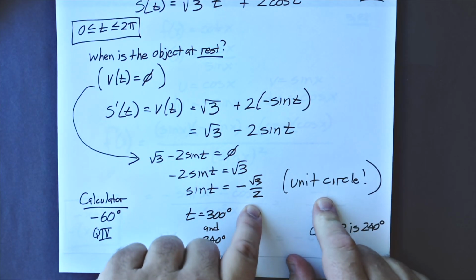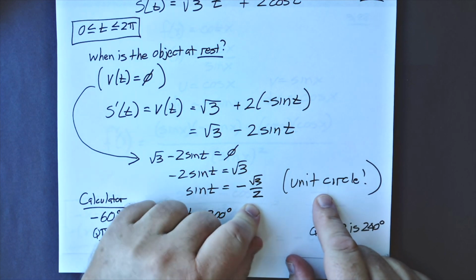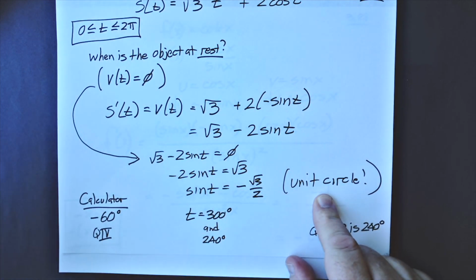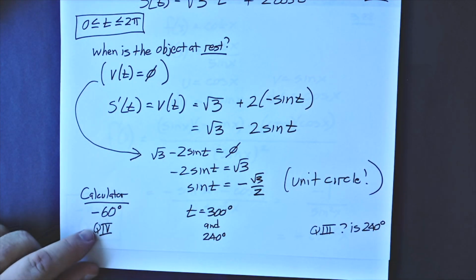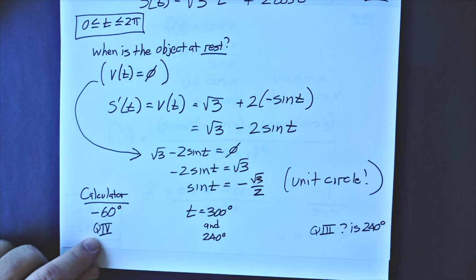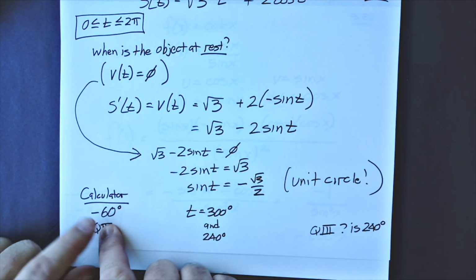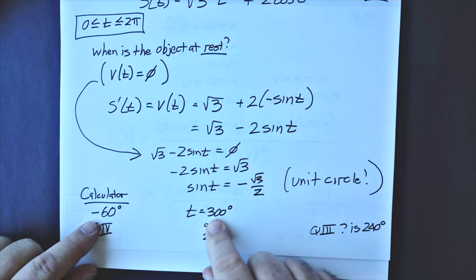Now, you may certainly put that in your calculator if you forgot or you don't have the unit circle memorized. If you put it in your calculator, you're going to get this answer. It'll say negative 60 degrees, and that's a quadrant 4 answer. Well, I know you know that negative 60 degrees is 300, so there's your one answer.